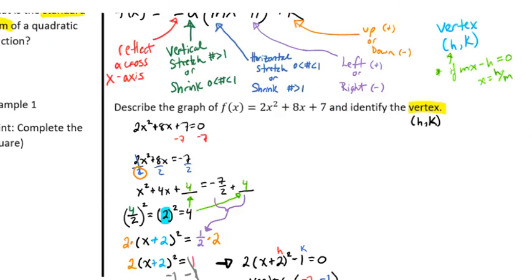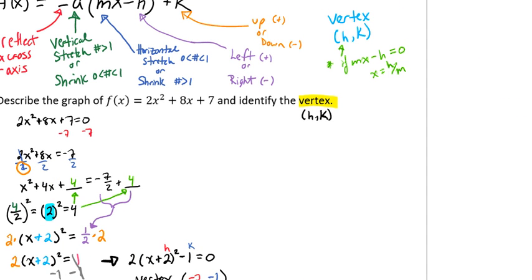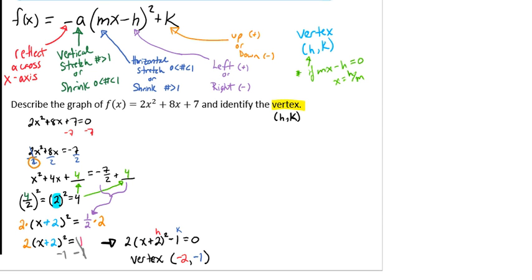So then from here, we can use what we know looking at our standard form. For example, we know that 2 is in our a spot. And so that 2 tells us that we're going to have a vertical stretch by a factor of 2. Our h value is a plus 2, and so that tells us that it's going to move to the left 2 places. And our k value is a minus 1, so that tells us that we're going to go down 1. So that's what our graph is going to look like.